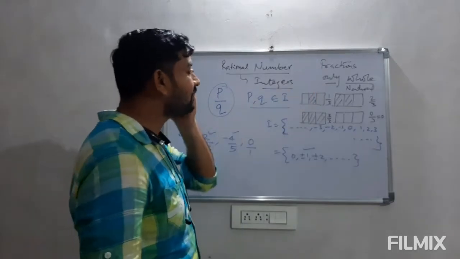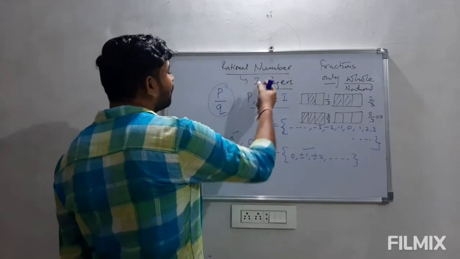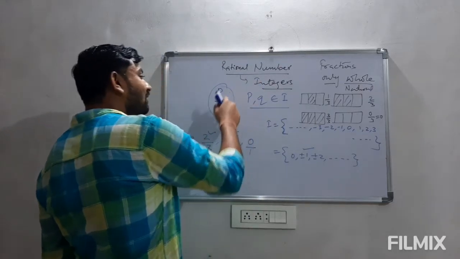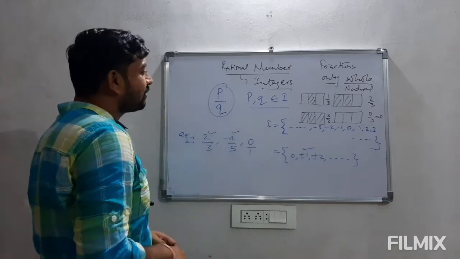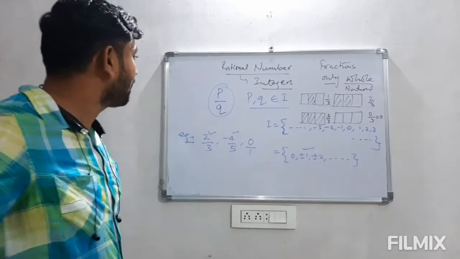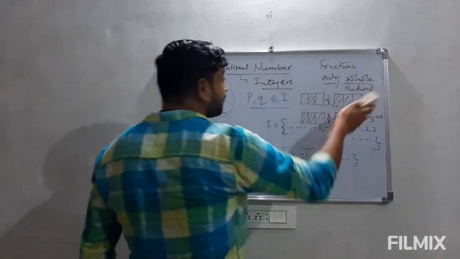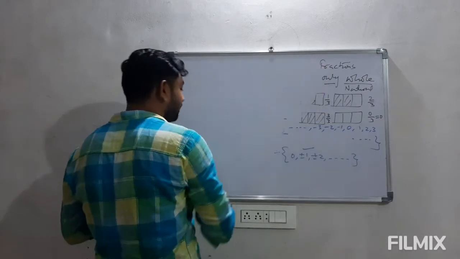So here the difference is, when we write p upon q in a rational number, it can have integral values in both the numerator as well as the denominator, but in the case of a fraction it is not possible. So this is how we define a rational number.